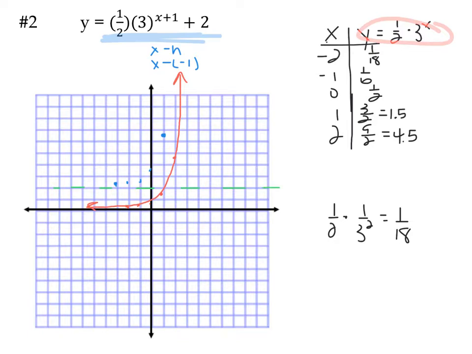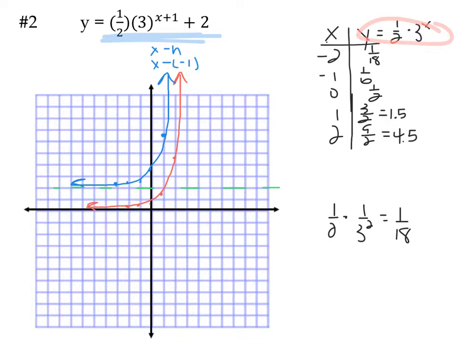So when we draw it, we want to have it leveling out there. So it's going to come down here through those points, and then it's going to level out and never reach a value of 2. Okay? And so there's our graph of 1/2 times 3 to the x plus 1, plus 2. It looks complicated, but when we break it down, we make it look a little bit like what we've been doing, and then just shift that graph.